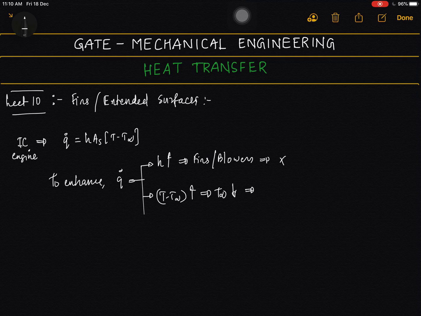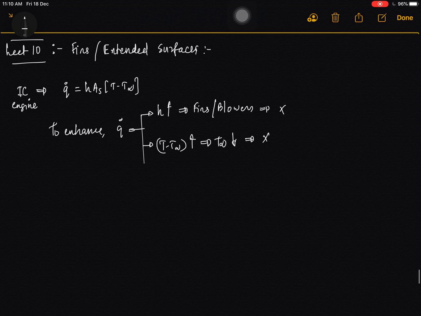The next method is to enhance the T minus T infinity value, and to do that we have to reduce the T infinity value, but this is not practical since the temperature of the surrounding is a fixed value. So let's enhance the heat transfer by increasing A_s, which is nothing but the increment in the surface area of the device, and this can be done by installing some surfaces which are called the extended surfaces.